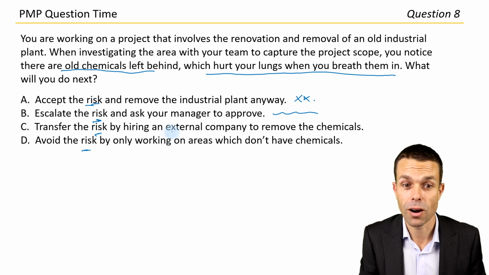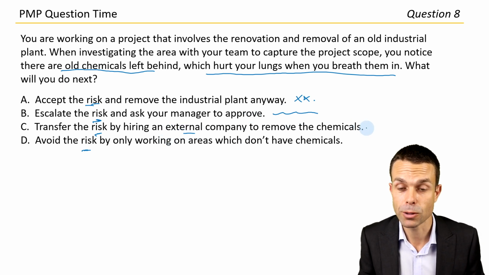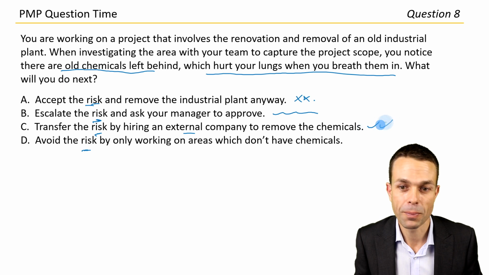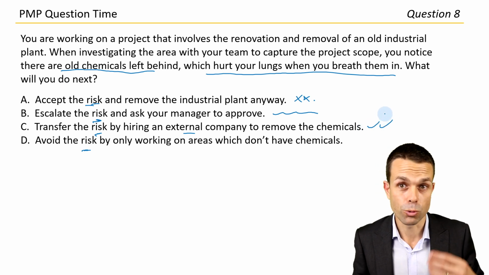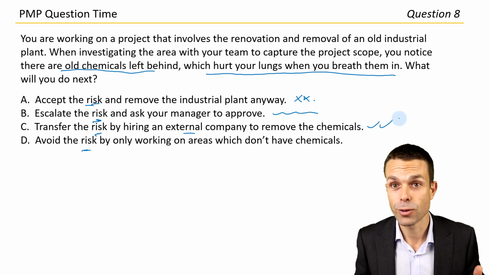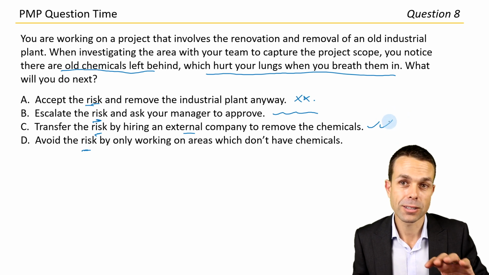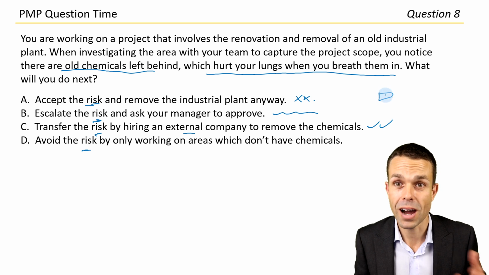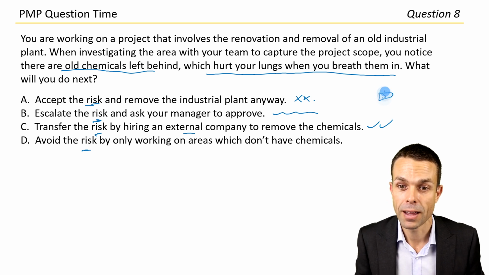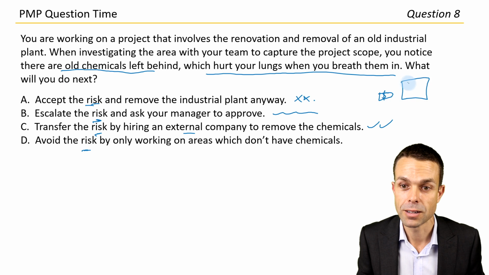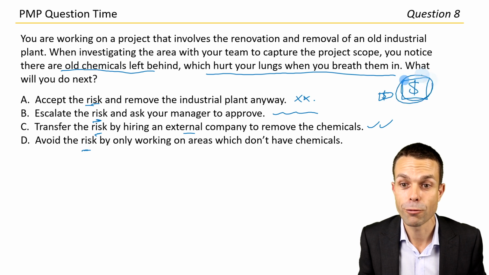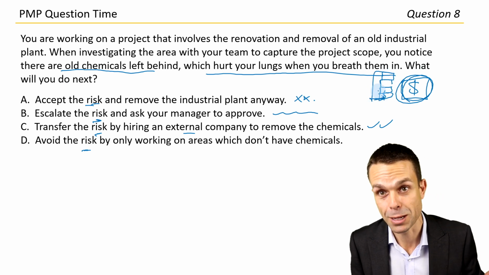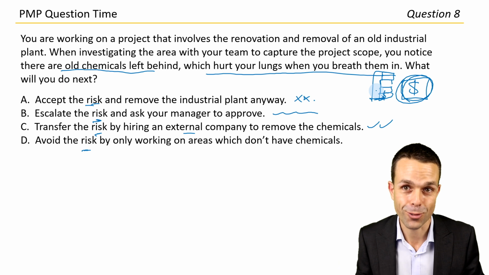Transfer the risk by hiring an external company to remove the chemicals. I think that's probably our one. When something's really dangerous or really expensive, we transfer it to a third party, and that's like insurance, for example, where you pay a premium, like your car insurance. You pay a little bit of money, and then if you do have an accident, they pay you the money for the car. But again, every year you might be paying that money, and eventually the insurance company will also make their money back. So yeah, that's how you transfer the risk.